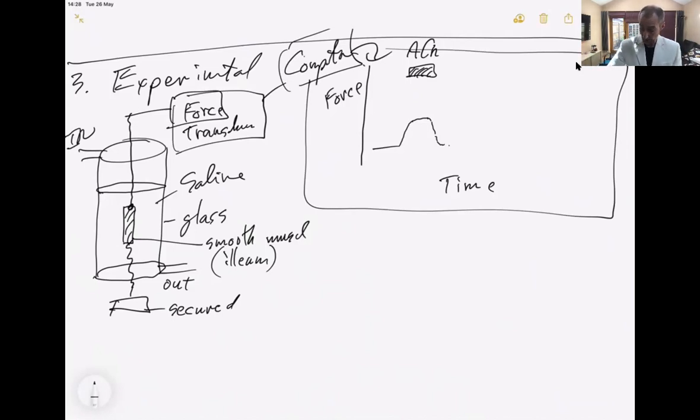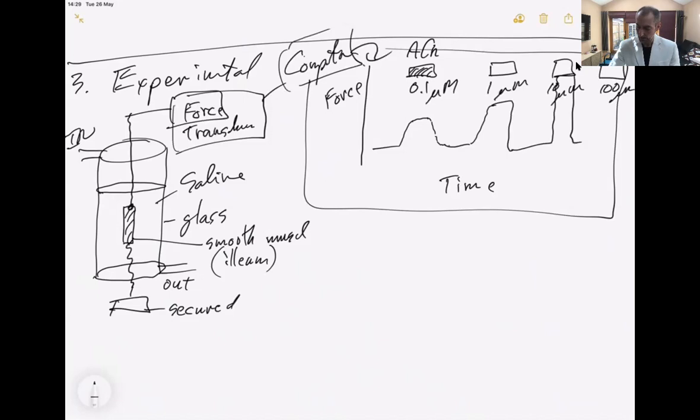So what we can do now is, let's say that we use 0.1 micromolar acetylcholine. We can jump up to 1 micromolar, 10 micromolar, 100 micromolar, and 1,000 and 10,000 until acetylcholine stops going into solution. And what you will see with this is each time you go up, you get a higher and higher response, but at some point, it saturates.